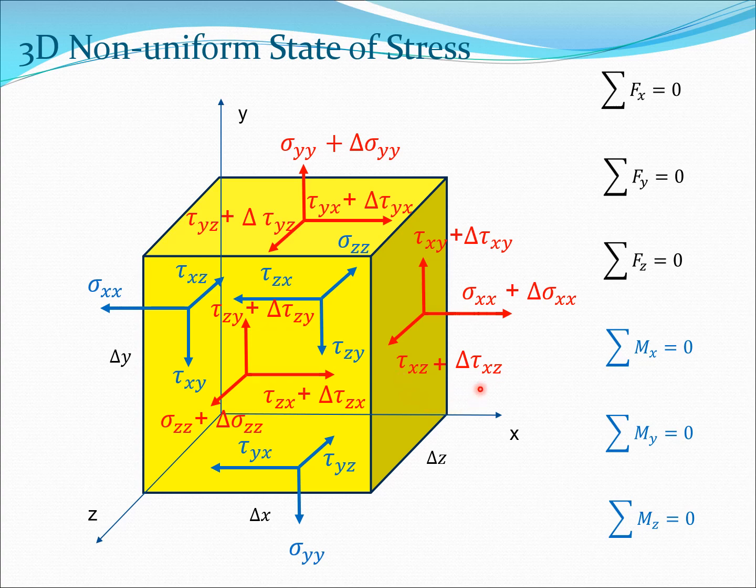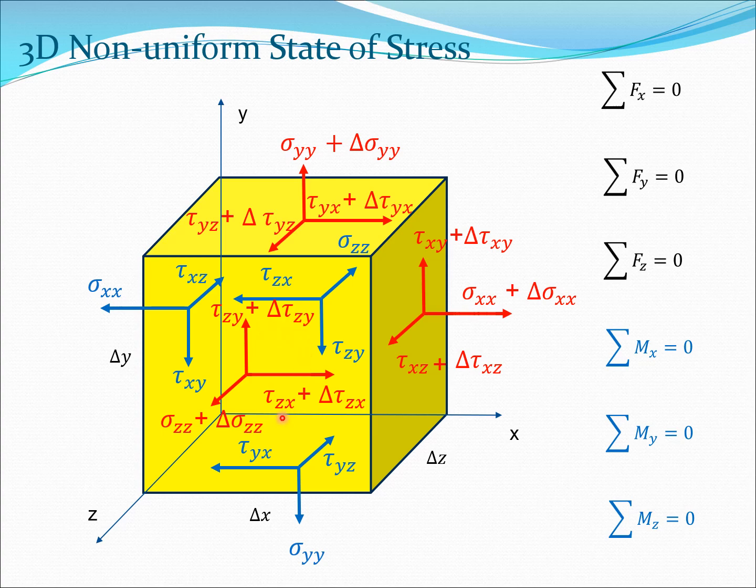Tau xz has an additional component delta tau xz, and tau xy has an additional component delta tau xy. Similarly, you can see here for the yy situation, there is the extra component delta sigma yy. Here for tau yx, there is an extra component delta tau yx, and there is a component delta tau yz. Similarly, here you have sigma zz plus delta sigma zz, and also you have a component tau xz plus delta tau xz, and tau zy plus delta tau zy.